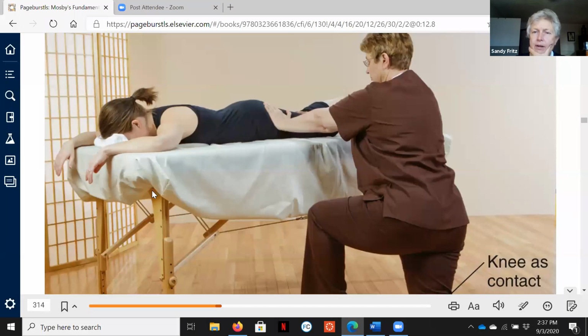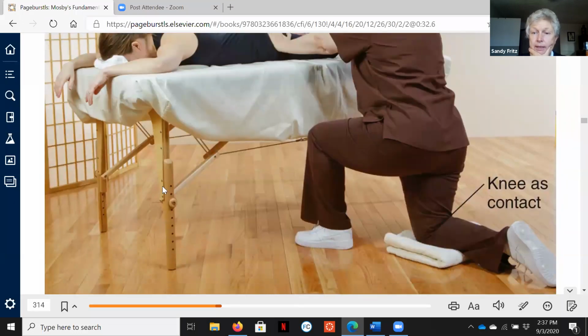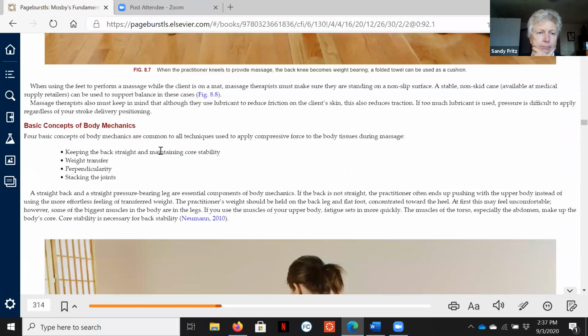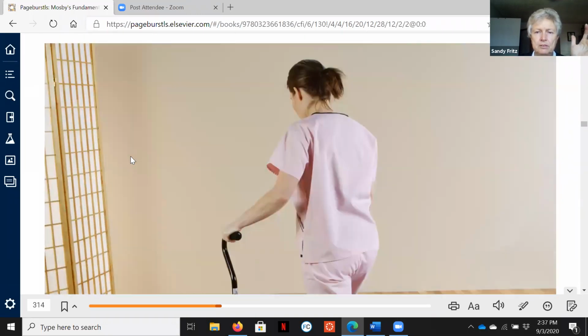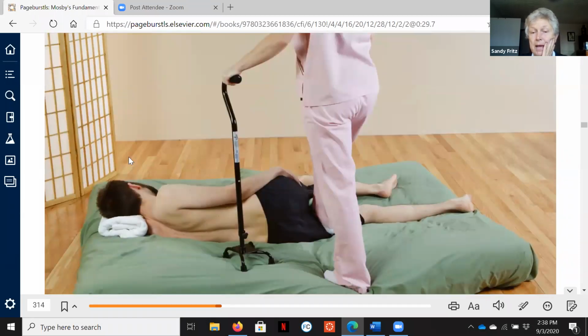You can also have variations in your posture, like kneeling. Here there's a pad here so that my knee is not hard on the floor. So again, the pictures in this chapter go a long way. So here's our basic concepts of body mechanics that I've already described. Now, here's the variation about working on a mat and using your foot, which is fine and encouraged, and using just a standard cane as a balance, provides additional balance.